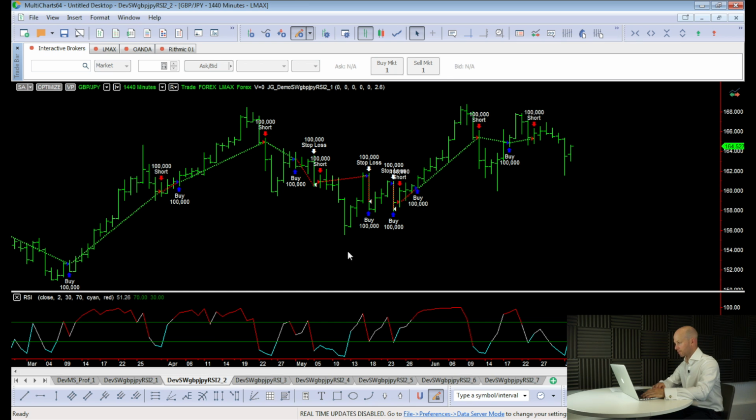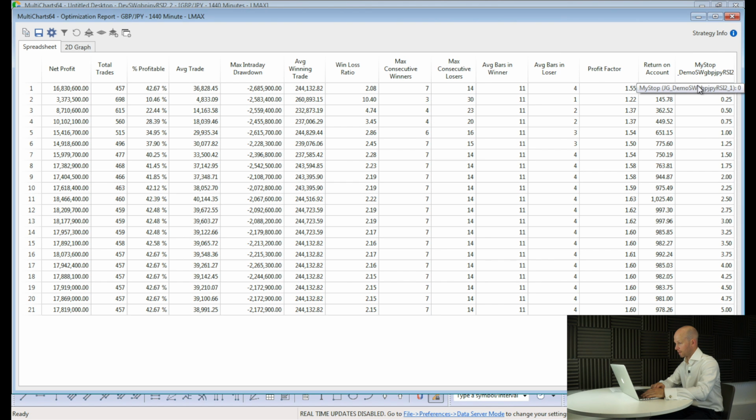So in this workspace, I've done an optimization. Scott suggested using a 260 pip stop loss, but I've actually run an optimization from 0, which is the results we've seen just now using no stop loss, right the way through to 5, which is equivalent to 500 pips. And I've gone in steps of 25 pips.